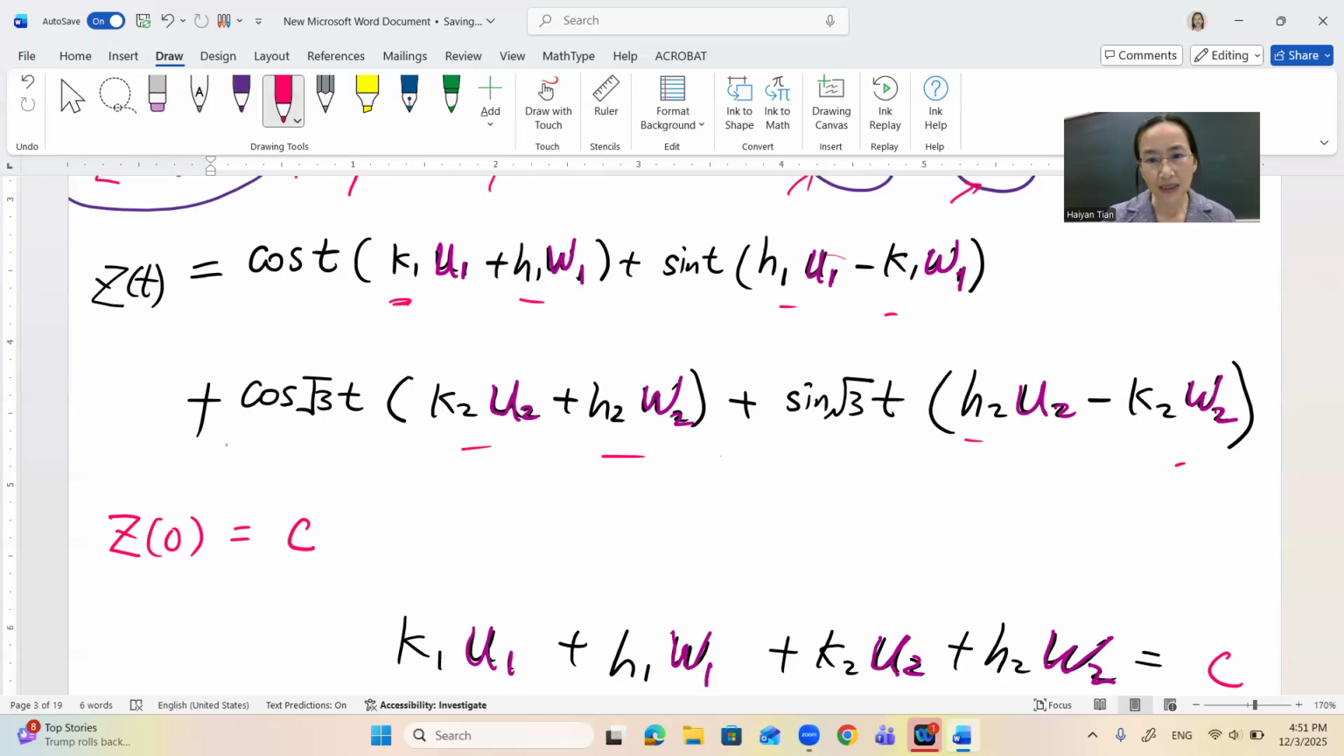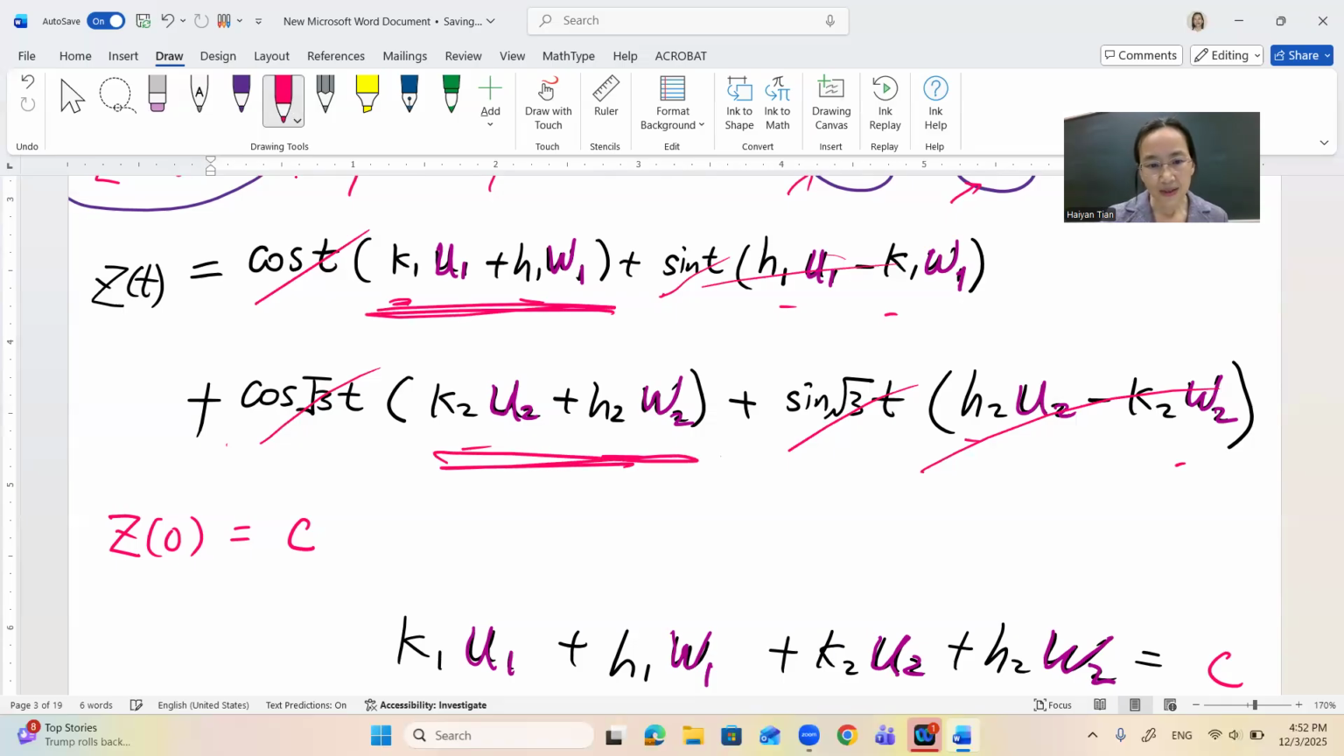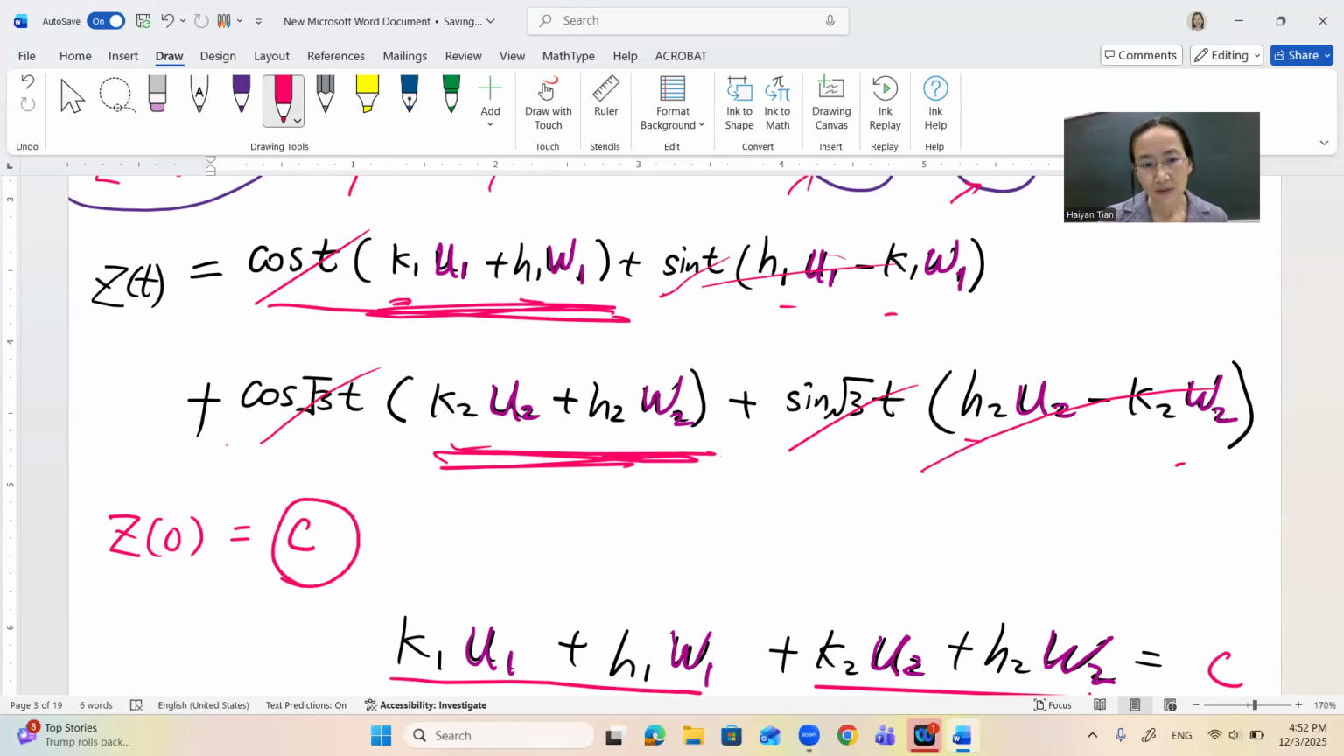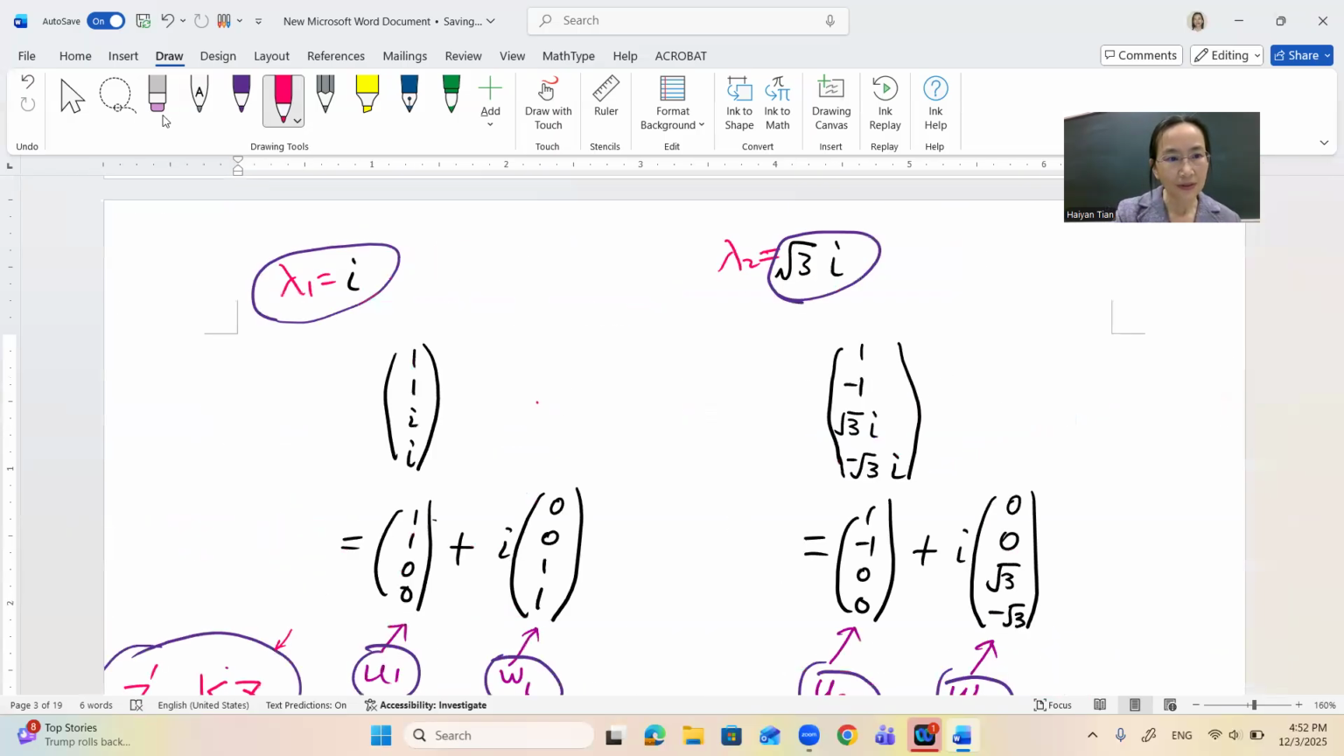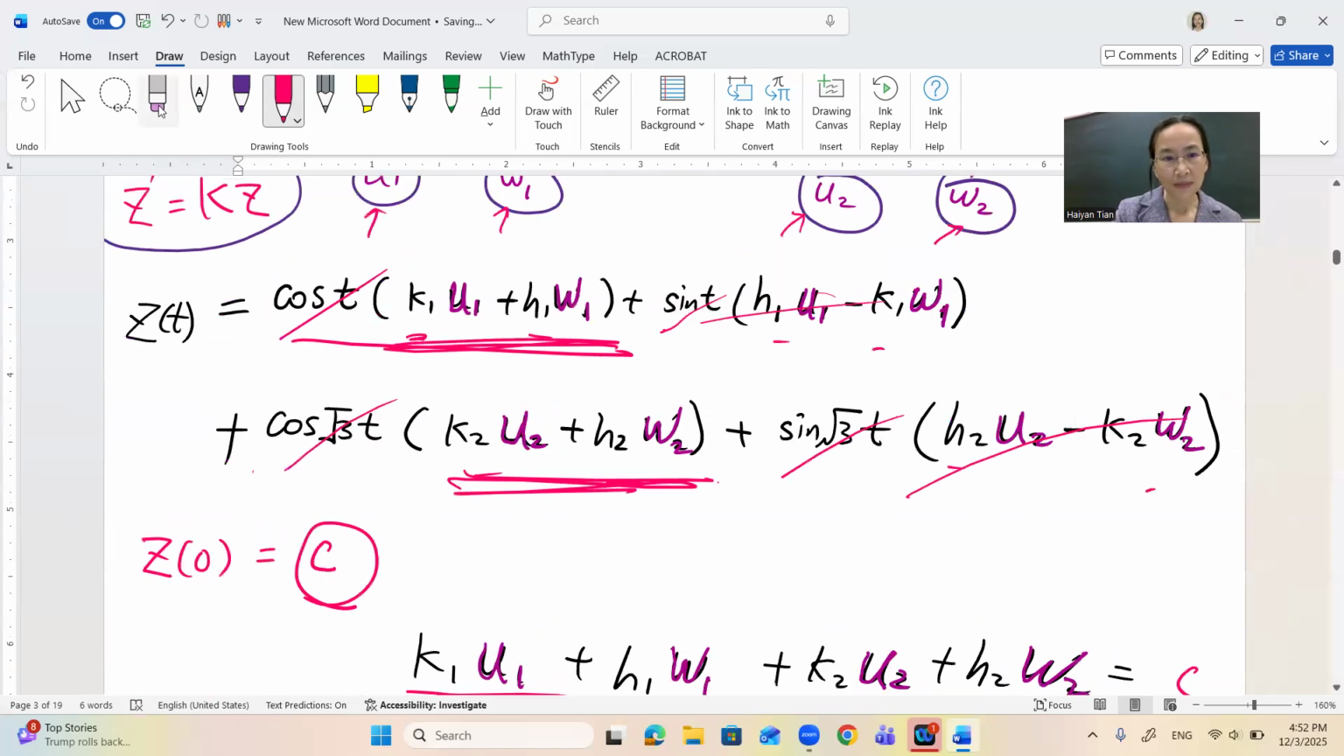So when t is 0, immediately sine t, this is 0. 0 times anything will be 0. Sine t will be 0, right? When t is 0, everything will be gone except, well, cosine 0 is 1. Cosine, so then you only have this part and this part. That's why I put K1 U1 plus K2 U2 H2 W2. So these two parts I put together make it equal to C. That's the initial data. So then we have a system to solve.